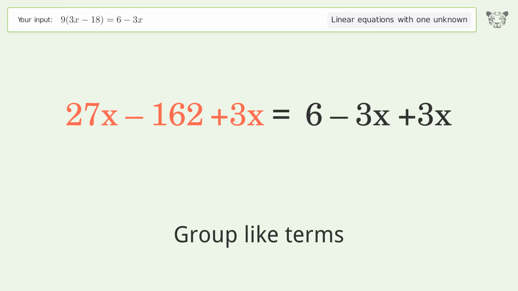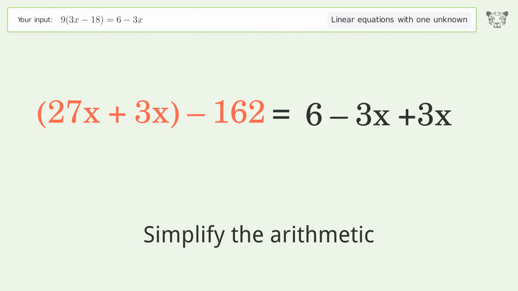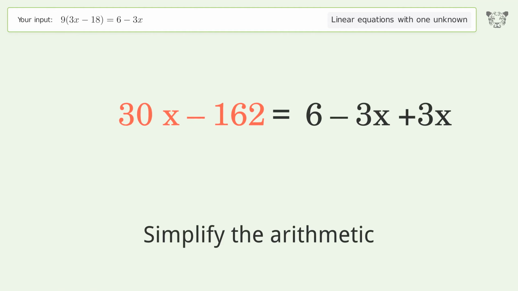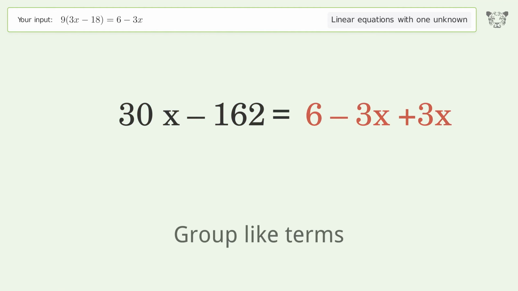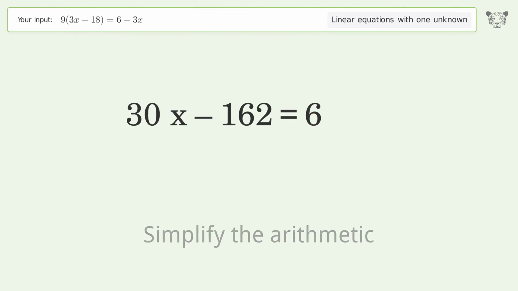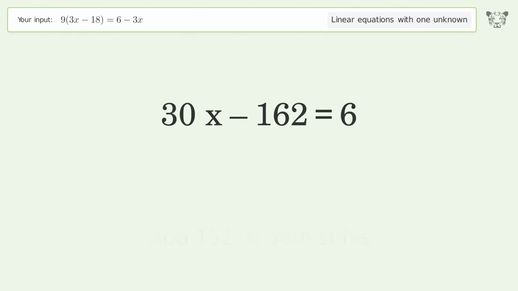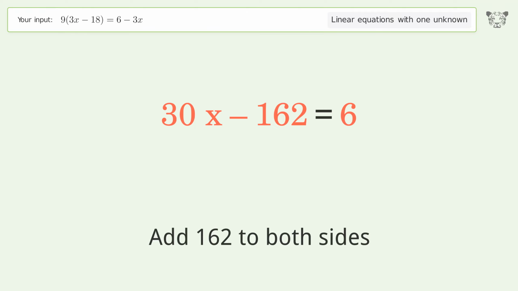Group like terms. Simplify the arithmetic. Group like terms. Simplify the arithmetic. Group all constants on the right side of the equation. Add 162 to both sides.